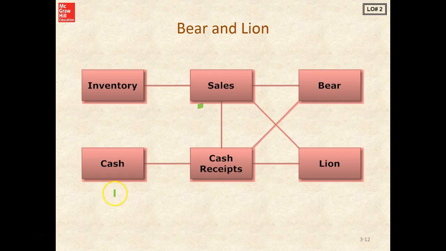We also in this transaction are going to have the cash, which is going to be associated with the cash receipt being the event, and then the lion in this case being the agent.